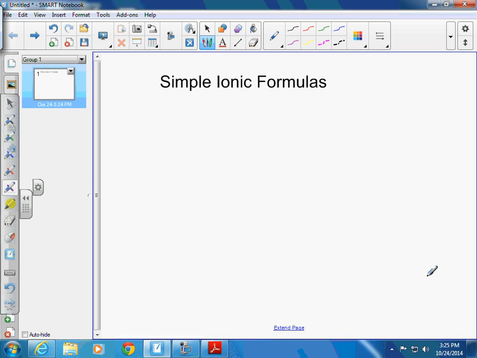Oftentimes when a metal and a nonmetal bond and form an ionic bond, the ratio of cation to anion is not 1-to-1. So let's look at a few examples of compounds that do not have 1-to-1 ratios between their cations and anions. One example is the compound calcium fluoride.